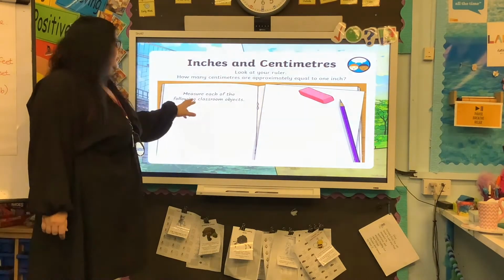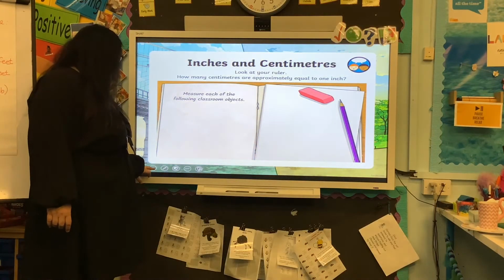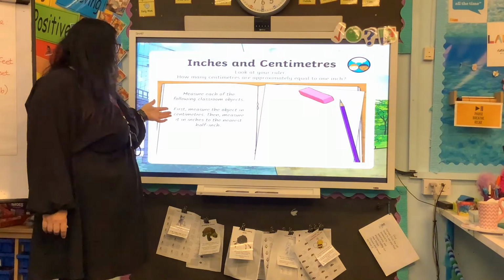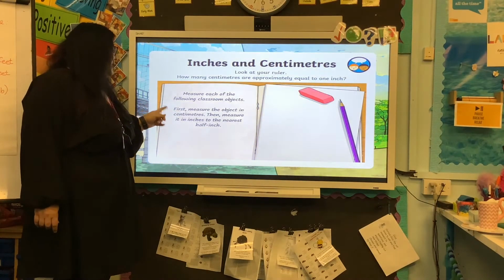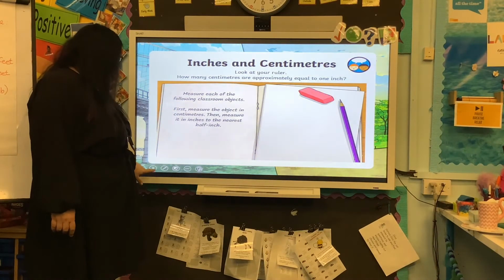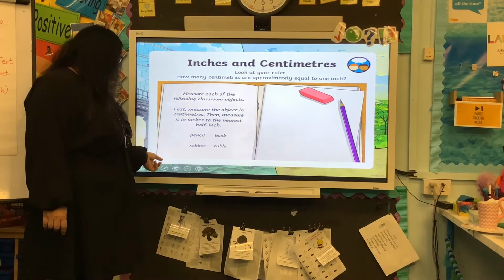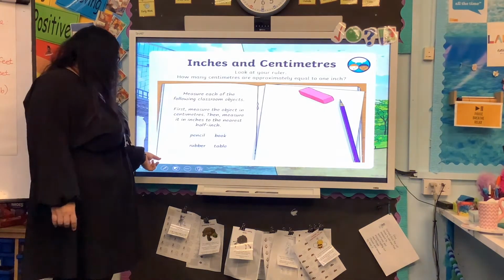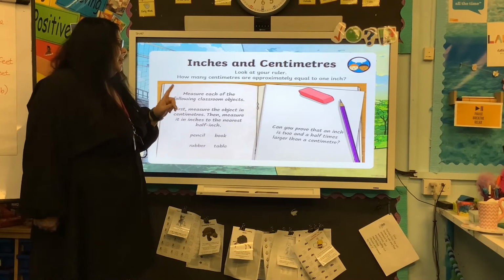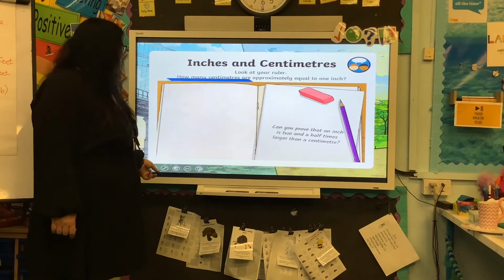There'll be loads of things hopefully that you can measure at home. Here's some examples. You're going to measure the objects in centimetres and then convert it to the nearest half inch or inch. In a minute I'll show you an example of me doing that in the classroom. You could measure a pencil, a book, a rubber or a table. You should have all these things at home. Measure them in centimetres and see if you can convert it to inches. And remember that an inch is 2.5 centimetres, so I wonder how you could prove that with your measuring.